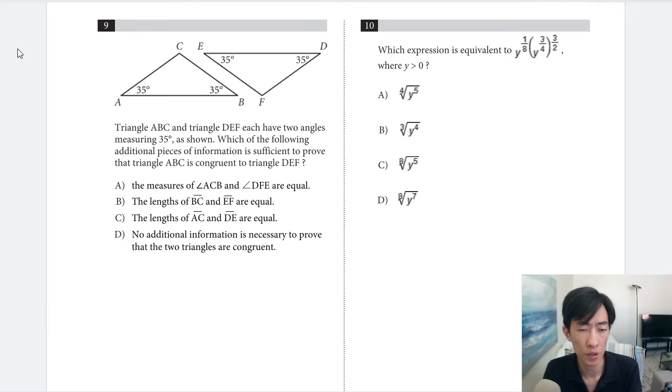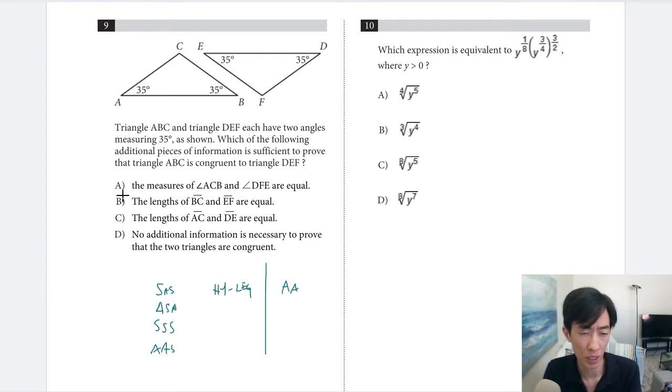Question 9, triangle ABC and DEF each have 2 angles measuring 35 degrees as shown. Which of the following additional pieces of information is sufficient to prove that ABC is congruent to DEF? So before you even look at the answers, you need to have in your mind a working memory of all the ways triangles are proven congruent. So that's side, angle, side; angle, side, angle; side, side, side; angle, angle, side. If they were right triangles, it would be HL, so hypotenuse and leg. And I feel like I might be missing one, but for now, let's keep that in mind. And by the way, for similar triangles, all you need is angle, angle. So we already know that these two are similar.